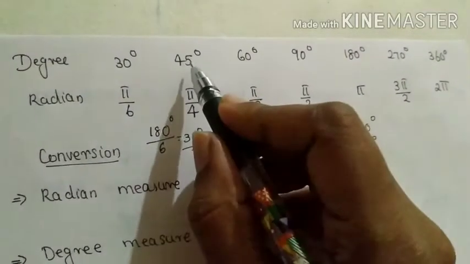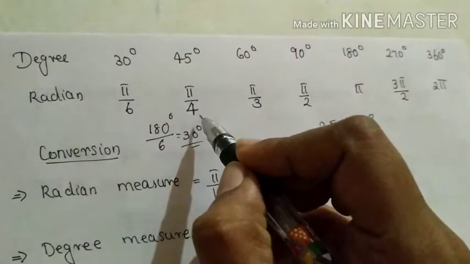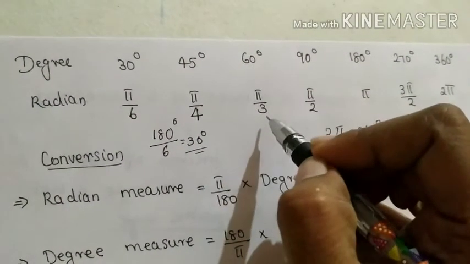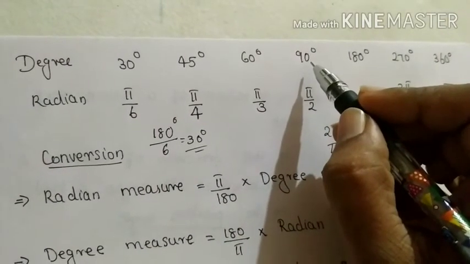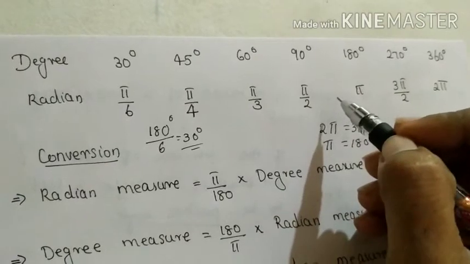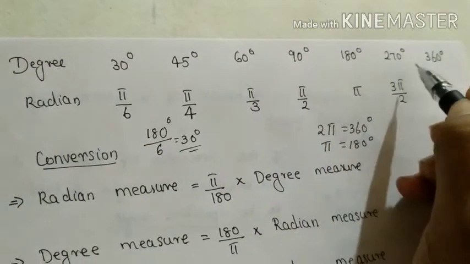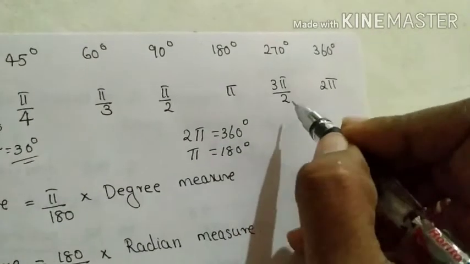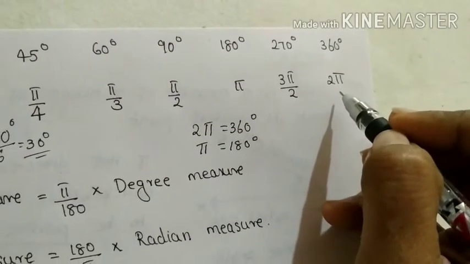45 degree is equivalent to pi by 4 in radian. 60 degree is equivalent to pi by 3 in radian, and 90 degree is equivalent to pi by 2 in radian. 180 degree is equivalent to pi radian, and 270 degree is equivalent to 3 pi by 2 radian, and 360 degree is equivalent to 2 pi radian.